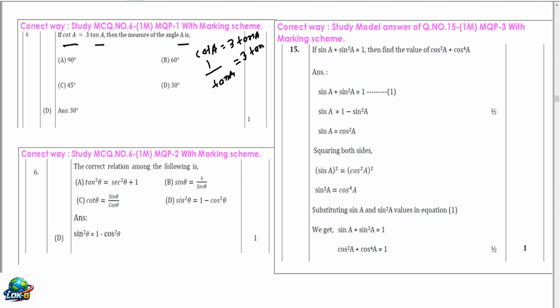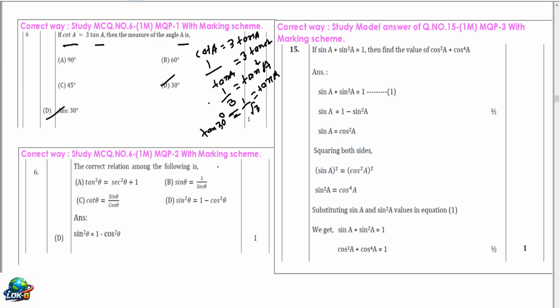Now you do one thing. Take the 3 to the left, tan A to the right, you get what? 1 by 3 is equal to what? Tan square A. Take square root. 1 upon root 3 is equal to tan A. Interesting, tricky question, my dear students. For what angle of the tan you get 1 by root 3? Yes, tan 30 degree. Therefore, A should be equal to 30 degree. Our answer is D. Interesting, tricky question, my dear students.